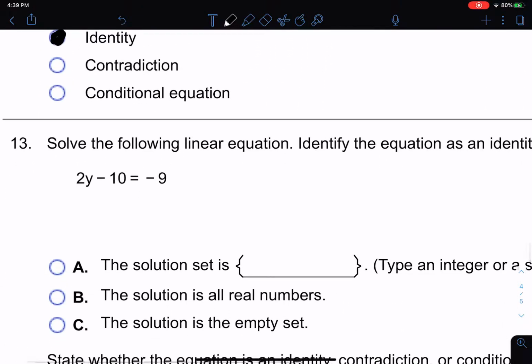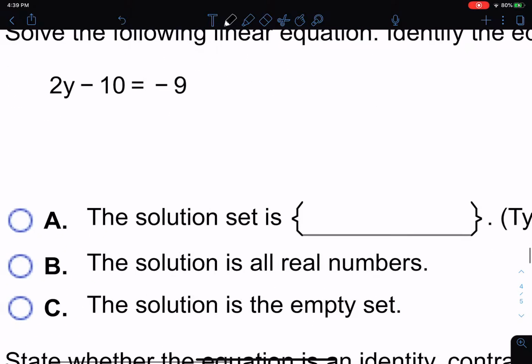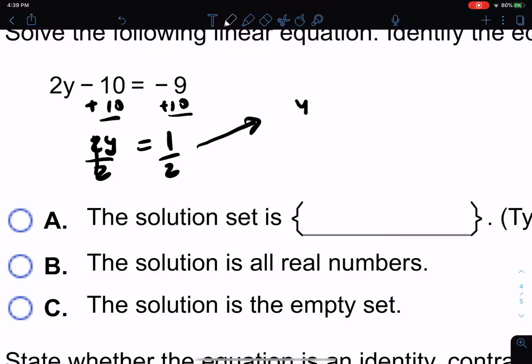All right, let's take a look at a couple more here. So solve. We're going to add 10 to both sides, which gives us 2y equals 1. Going to divide by 2, which gives us y equals a half.